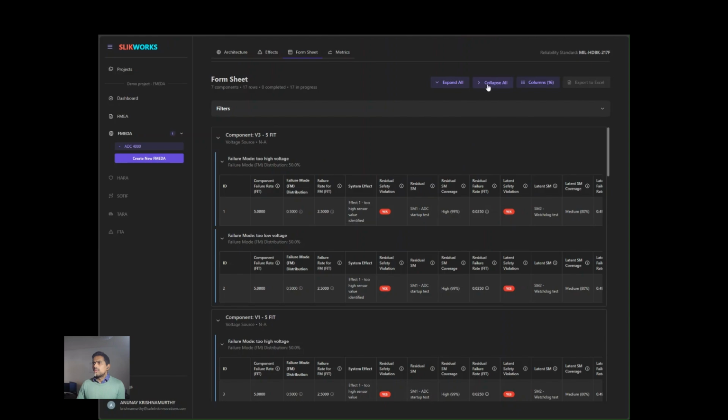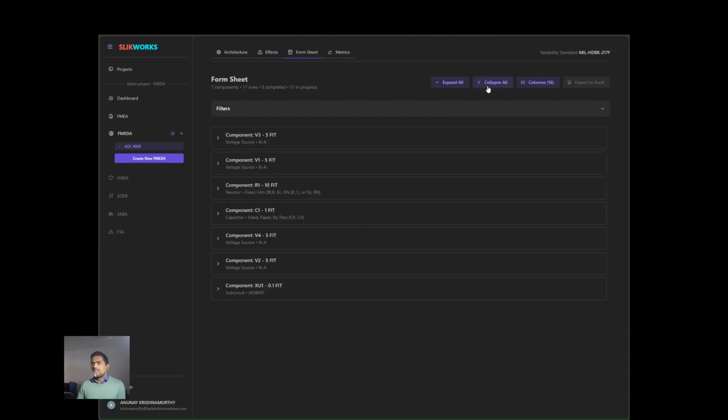Now, to start off, I'm just going to click on collapse all. So what we see is these are the components. Each component has its failure rate, and there is some additional information about the component, which talks about what the type of component is and what the subtype is.